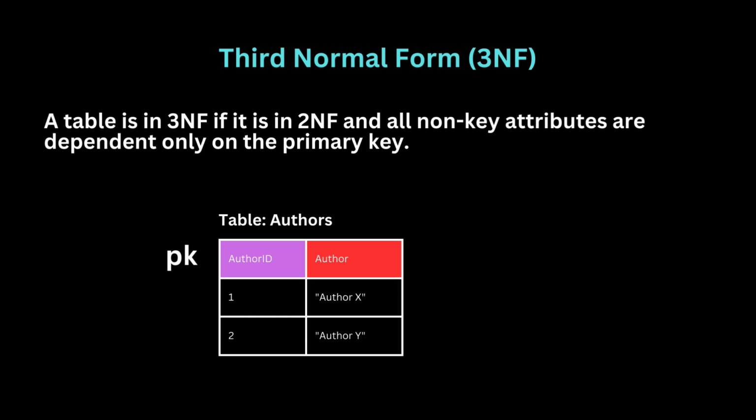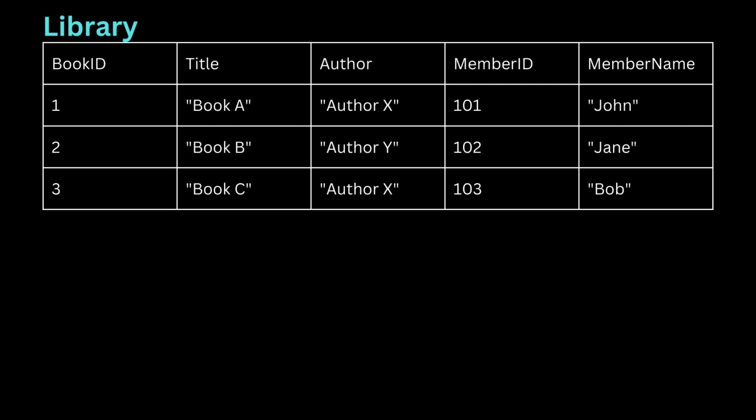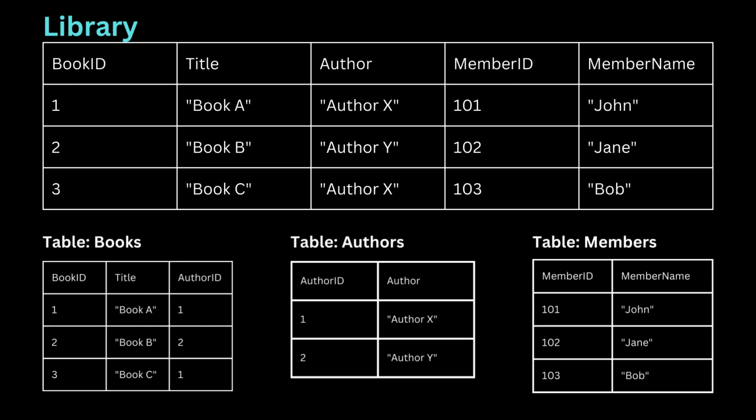So, by normalizing the initial unnormalized table, we have eliminated data redundancy and organized the data into separate tables with well-defined relationships. This improves data integrity and makes the database more maintainable and efficient.